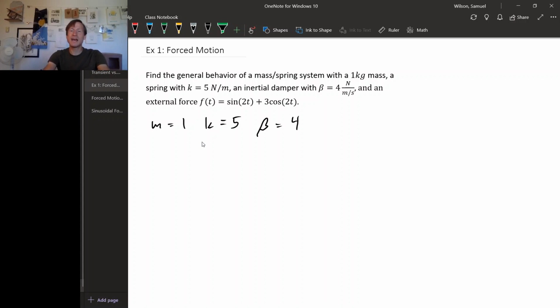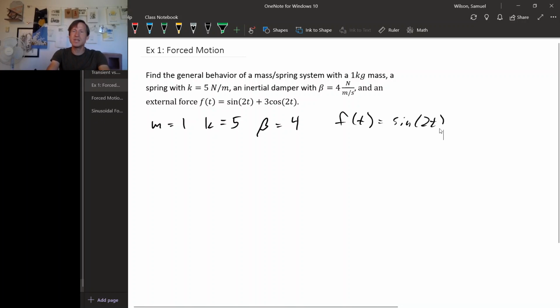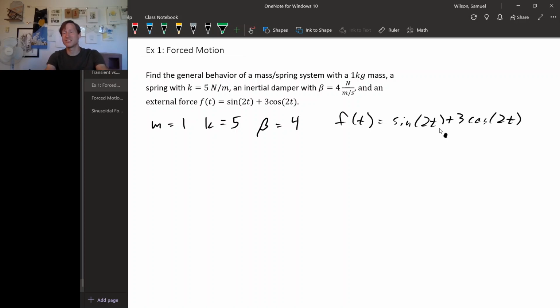And we also are going to have an external force that's given by this function sine of 2t plus 3 times cosine 2t. Okay, so in this case, our forcing function is just a sinusoidal function. I guess this should be in newtons, right? And a force should come in newtons.